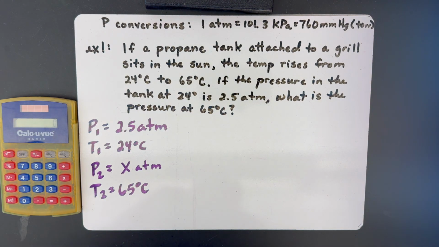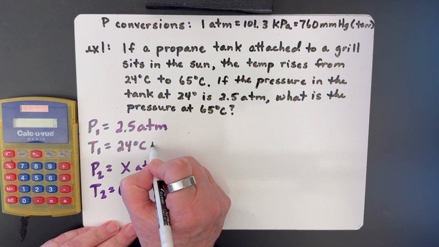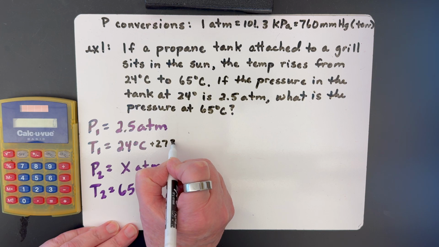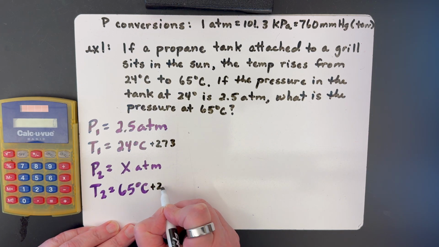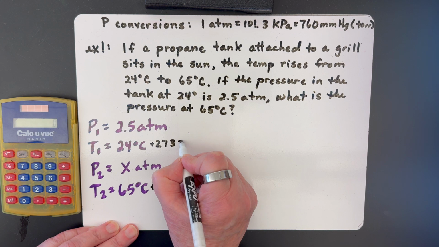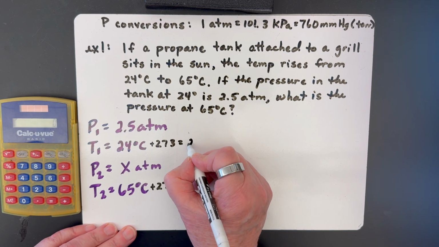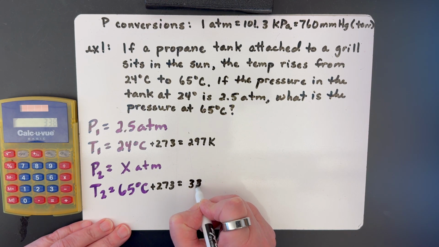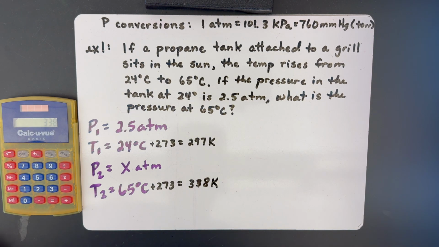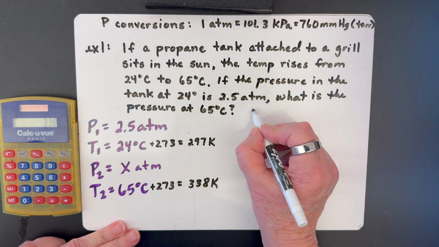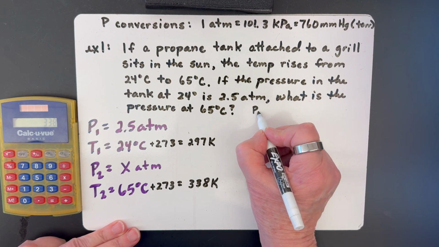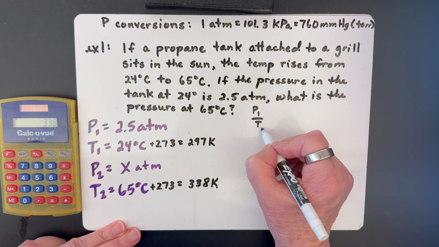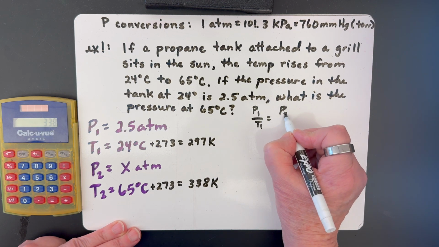Now remember, whenever there's temperature in a gas law, you have to change it to Kelvin. So we have to add 273 to both of our temperatures to get them into kelvins. So 273, 297 is 338 Kelvin. So we're not going to use our Celsius anymore. We're only going to use the Kelvin. Remember, our equation is P1 over T1 equals P2 over T2.